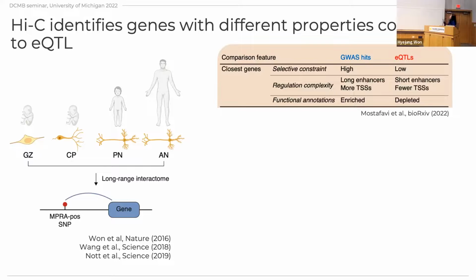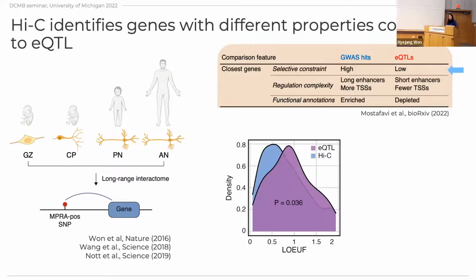So in their studies, they have shown that GWAS hits are more likely to affect genes with higher selective constraints. So if those genes are mutated, humans are more likely to die. And also genes that have higher regulatory complexity, so those genes are more likely to have multiple enhancers and more complex enhancers. And finally, they have shown that GWAS hits are more likely to affect genes with functional annotations. So we wanted to test individual hypotheses.